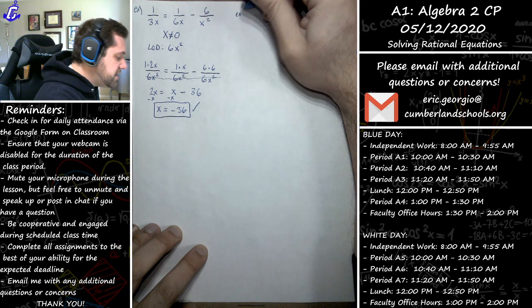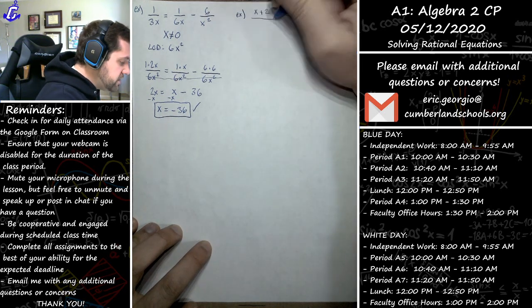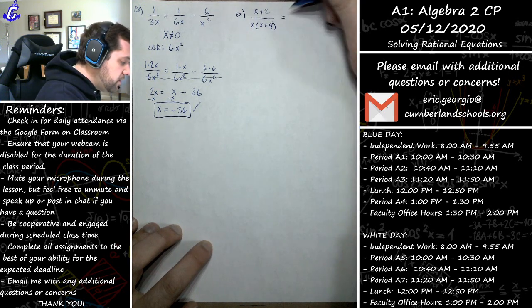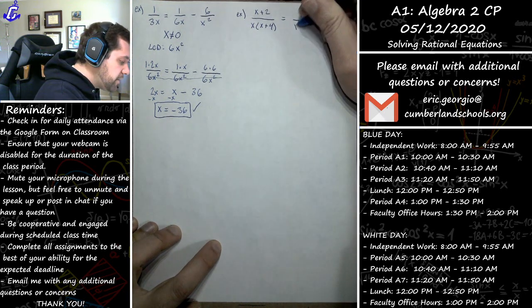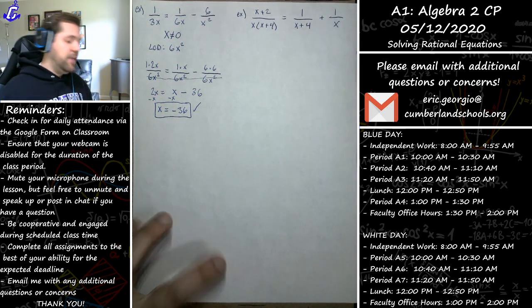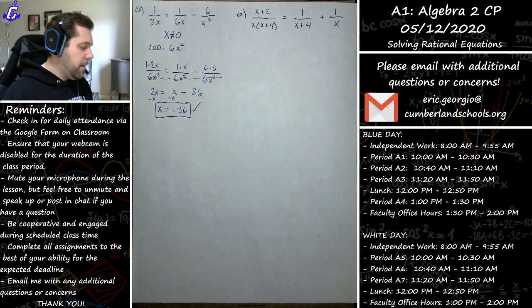Let's revisit the example we started with. I think we're ready for it now. (x + 2) over x times (x + 4) equals 1 over (x + 4) plus 1 over x. Let's revisit that example and now see if we can work with a major league kind of problem here.